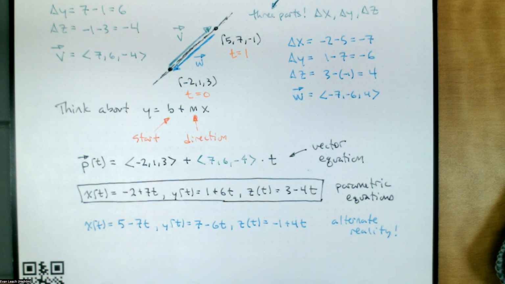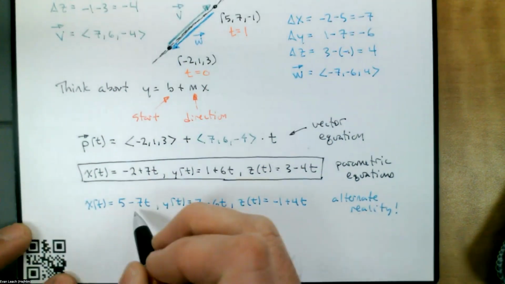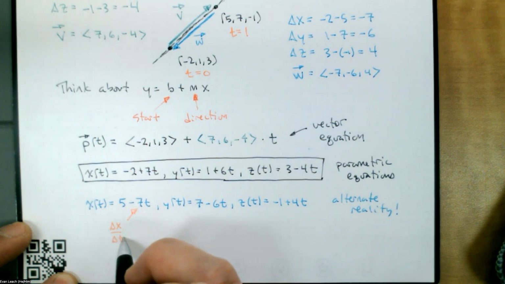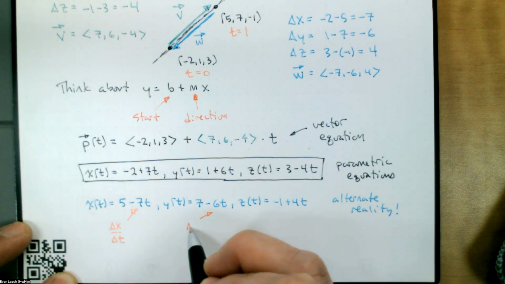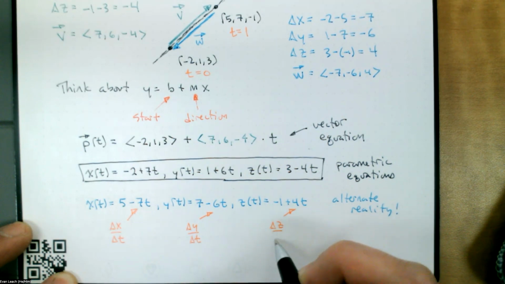So we actually have a lot of control over this. We could say this is going too fast, going from -2, 1, 3 up to 5, 7, -1. It's too fast to do that in t = 0 to t = 1. So we can slow this down by changing our delta t. So this part right here, 5 minus 7t. 5 is where x starts. -7 is the delta x over delta t. So this -7 is how x is changing with respect to t. This -6 is how y is changing with respect to t. And this +4 is how z is changing with respect to t.